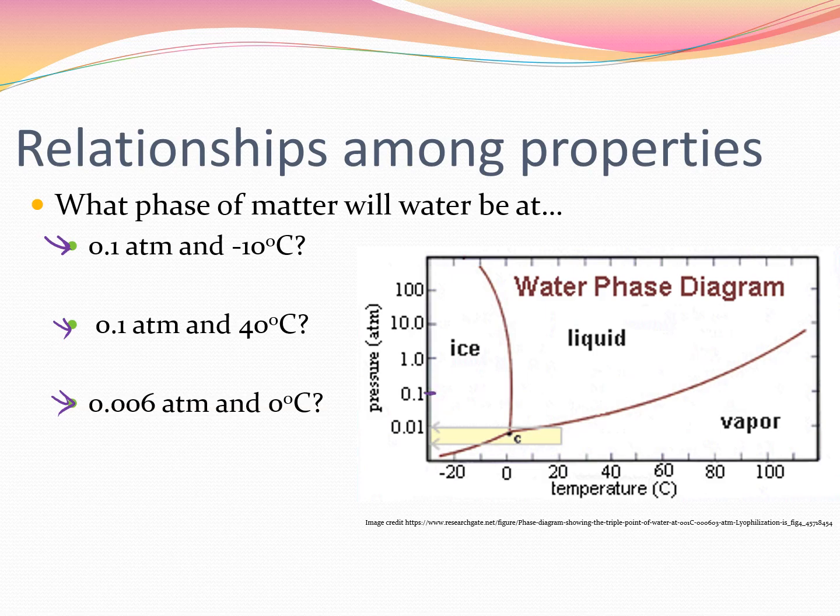0.1 atmosphere is here, negative 10 Celsius is here. That's going to be a solid. 0.1 atmospheres are here, 40 degrees Celsius is here. That's going to be a liquid. How about 0.006 atmospheres and 0? That's our triple point, all three. We're going to have some solids and some liquids and some gases all at the same time.